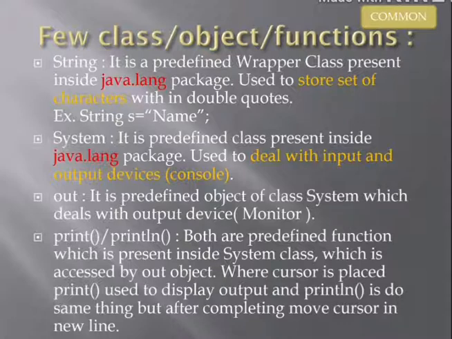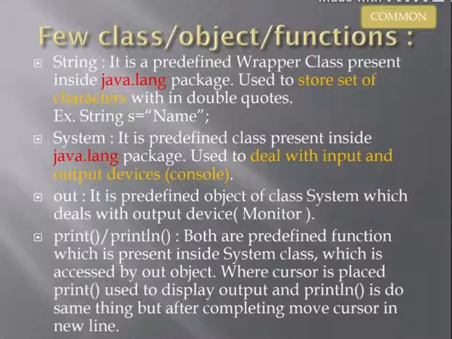And we are using out. Out is a predefined object of the System class which helps us to deal with the output device, that is the monitor. And then we have print and println functions. Both are present inside the System class, and we can access the print and println functions with the help of the out object. That's why we write System.out.print, System.out.println. Dot allows us to visit inside a particular class, inside a particular object, and to touch a particular function.